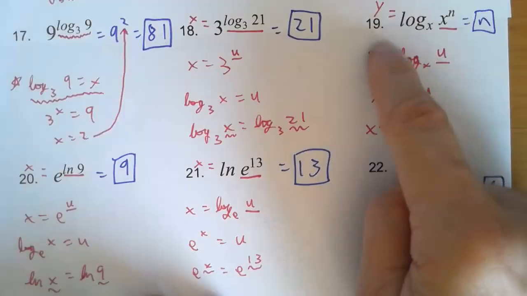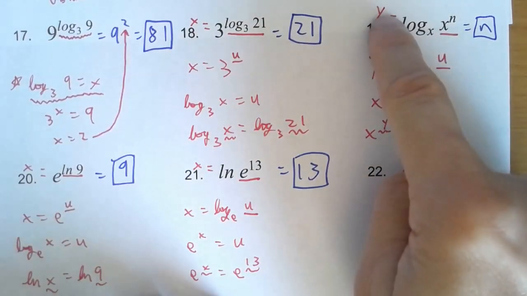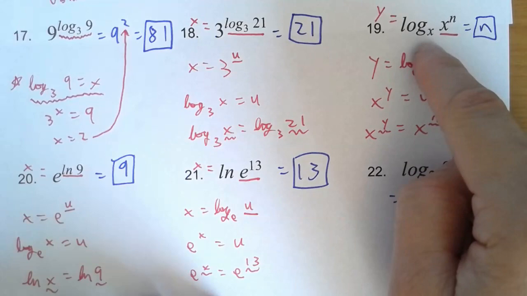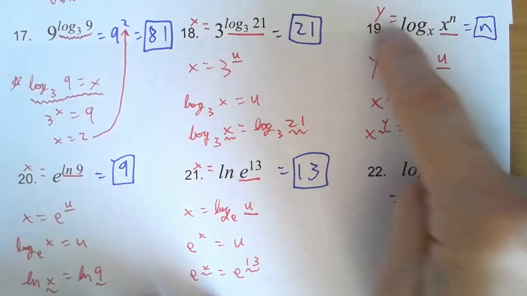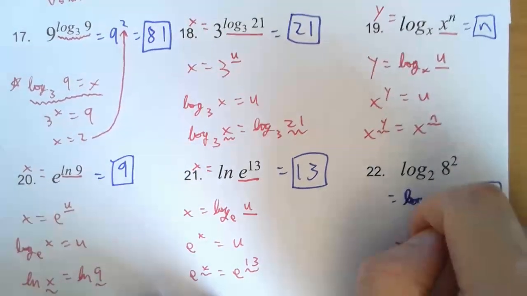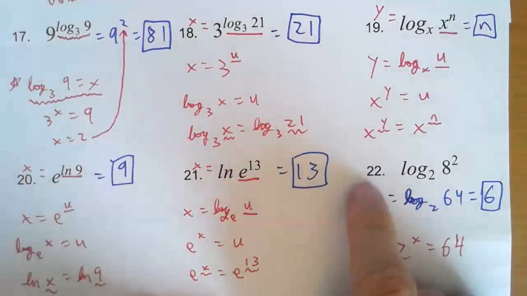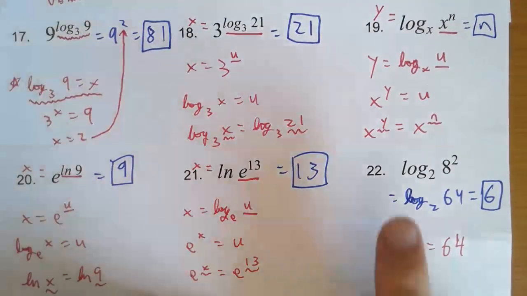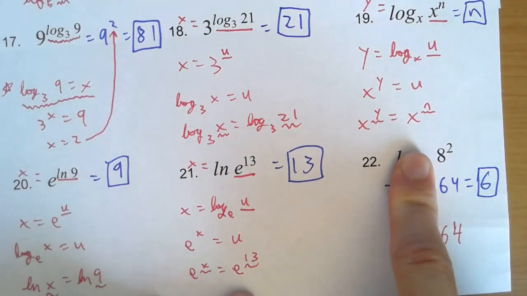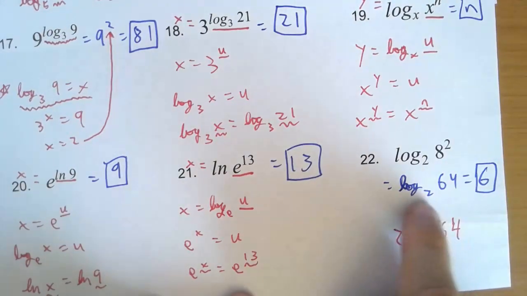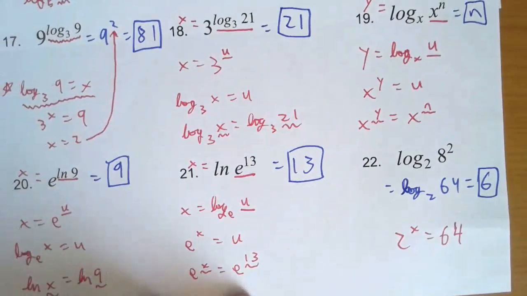Notice on 19, if you're setting it equal to something, we already used x. So probably set it equal to y or some other letter that hasn't been used instead of setting equal to x like all the other ones. And then 22 was not a silly question. We just figured out that 8 squared was 64, and then we did log base 2 of 64.